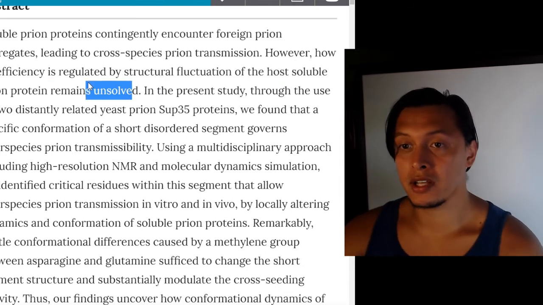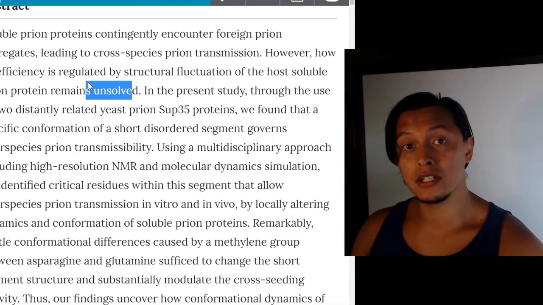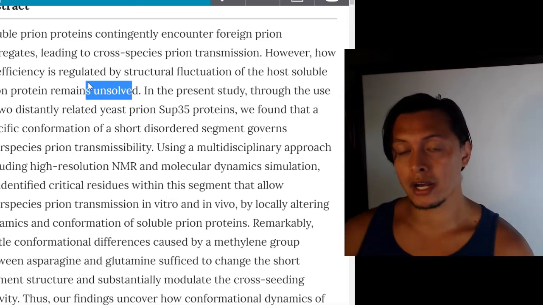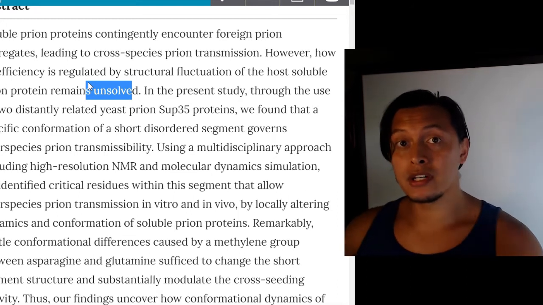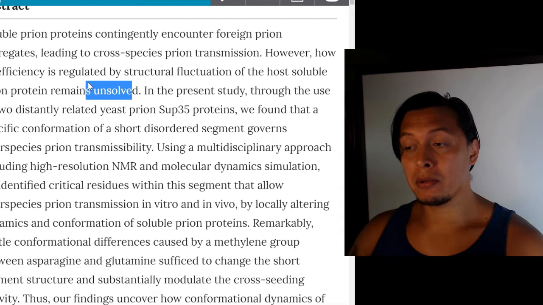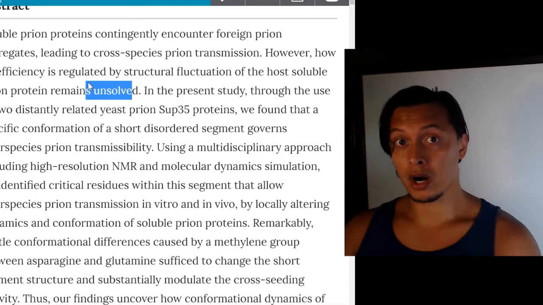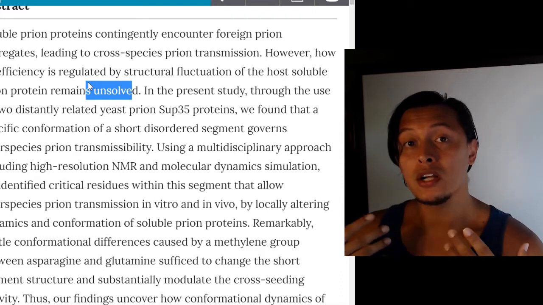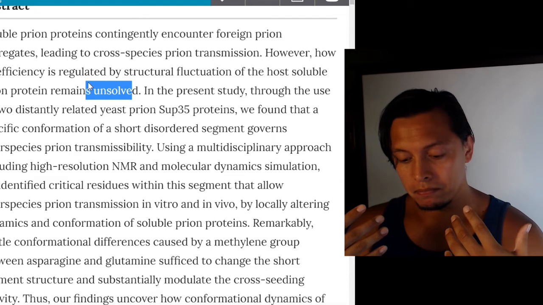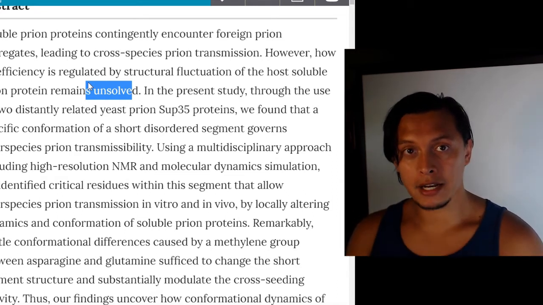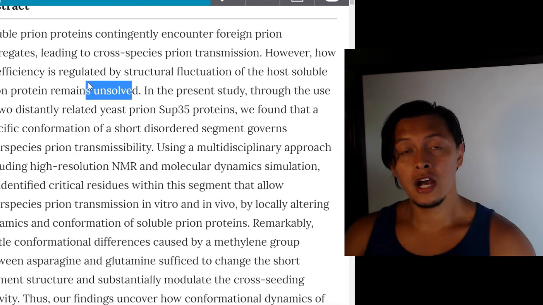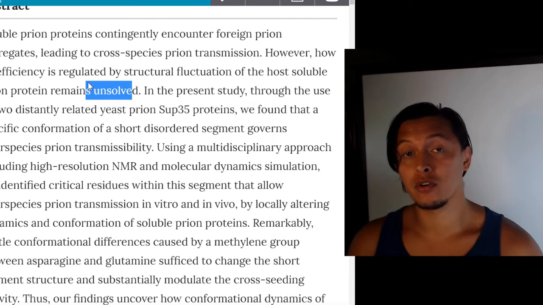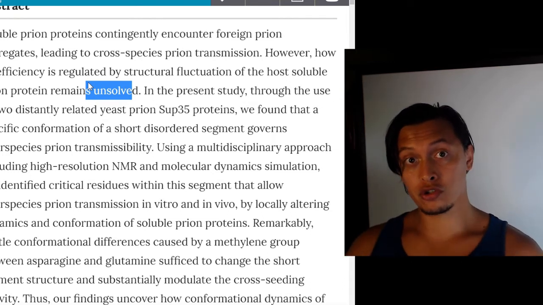So this is basically what is happening. In the host, they can have these proteins that are possibly going to be prion forming. They are primed, or ready to form a prion. But if there is no aggregate, it will be very difficult for those soluble prion proteins to actually form an aggregate. Once an aggregate gets into the body of this poor creature, the soluble prions might be able to interact with that aggregate and misfold themselves, and then they can grow like a crystal structure.